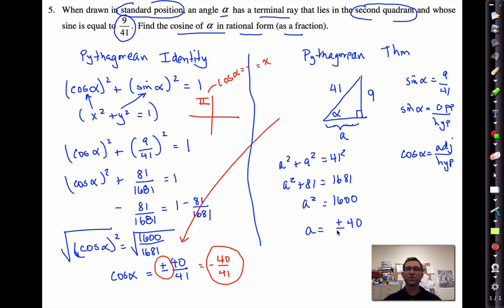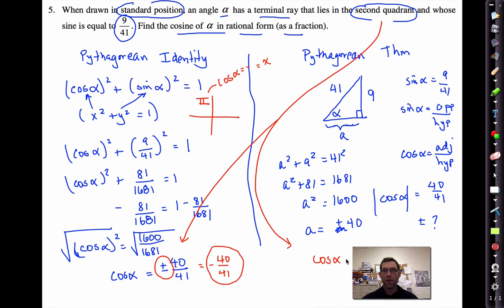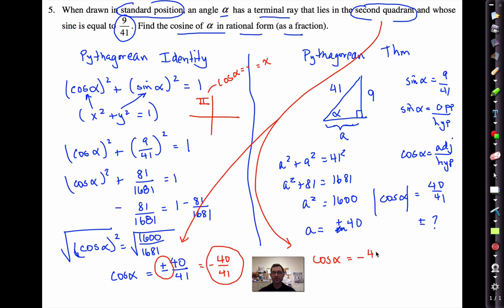Now you might say, hey, this is a right triangle, man. It's just got to be plus 40. Well, here's the thing. Certainly the cosine of alpha, well, its absolute value, would have to be 40 divided by 41. But you've got to, again, figure out the plus-minus issue on your own, and that still goes back to that second quadrant thing. And that's what's tricky. The second quadrant means that the cosine must be negative, and in this case, -40 divided by 41.